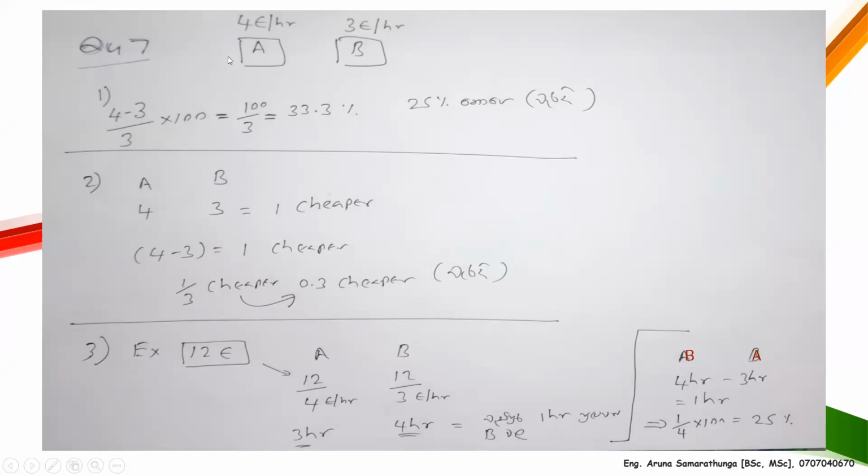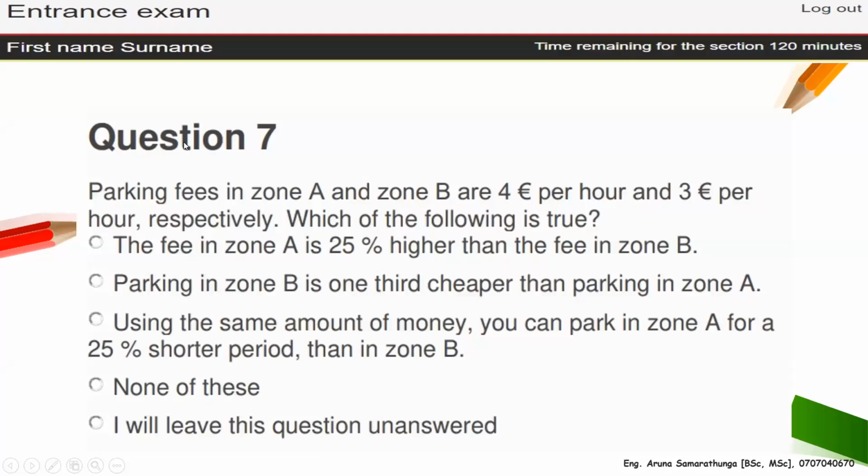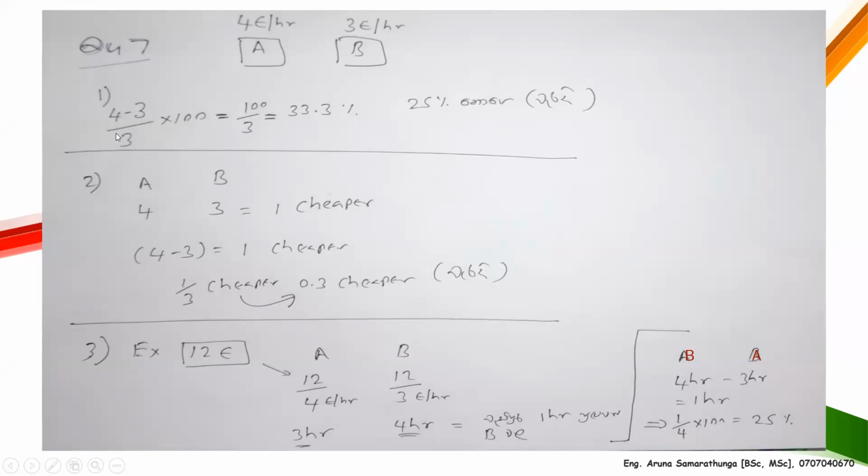Okay. The rate in zone A is 4. The parking in zone A is 4 euros per hour and parking in zone B is 3 euros per hour. So then compare with B, because we have to compare how much the fee in A is higher than zone B. So then you have to divide by the amount of zone B. This is the zone A rate, and this is how much higher than this one.